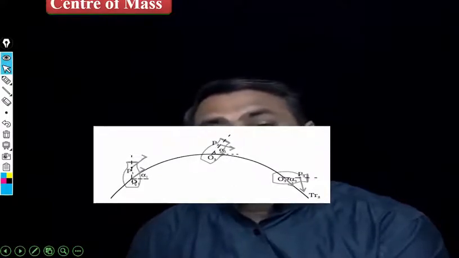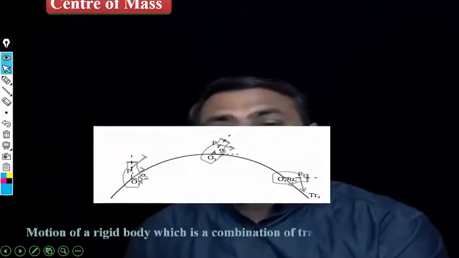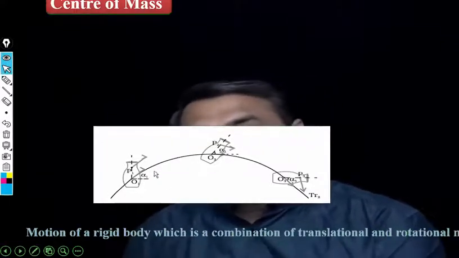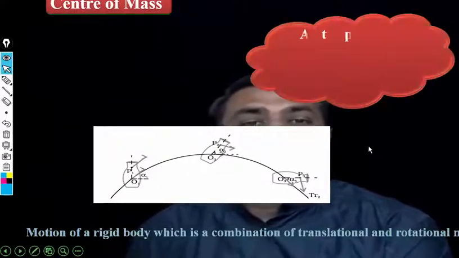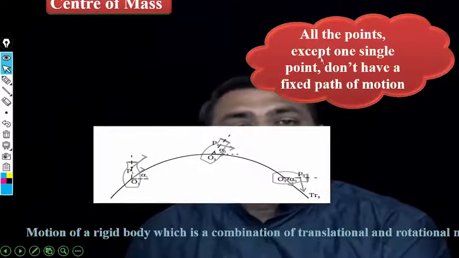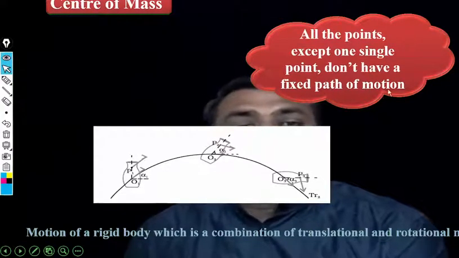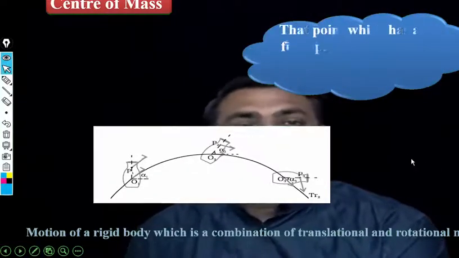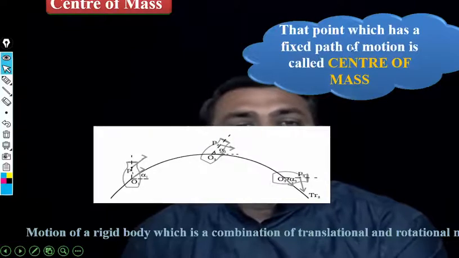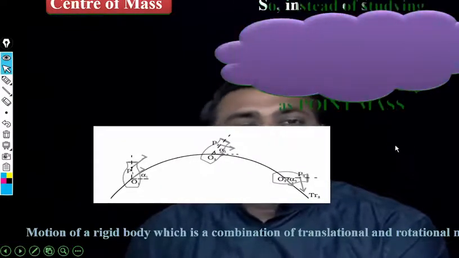It means the object rotates about this point. So you can consider this point as the center of mass. All the points except one single point do not have a fixed path of motion, but this point has a fixed path, so we can consider this point as the center of mass. That point which has a fixed path of motion is called the center of mass.